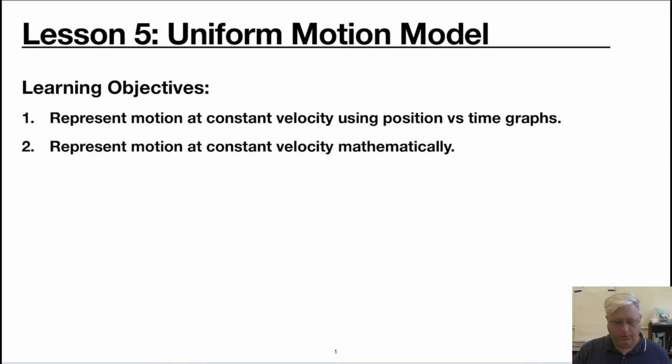So in this lesson we're going to learn about something called the uniform motion model. We've learned about what models are, and now we're going to look at a particular type of model. We've already looked at the particle model, and so we'll learn about the uniform motion model today. The first learning objective is to represent motion at constant velocity using position versus time graphs, and to represent motion at constant velocity mathematically.